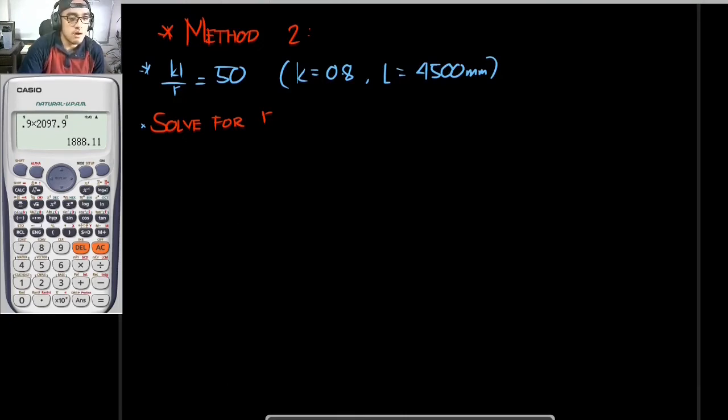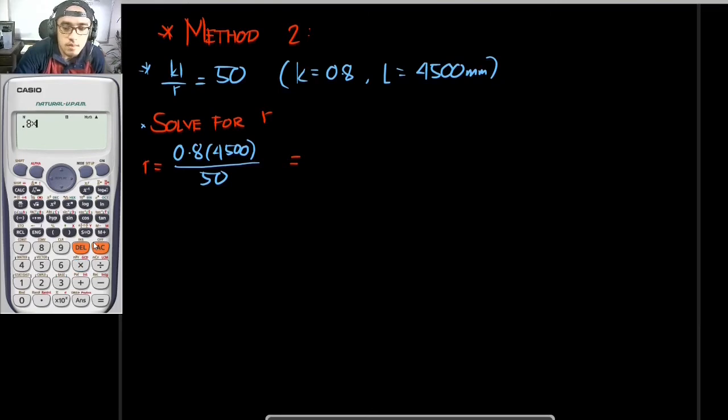So for us to solve for R, so that is to be K, so 0.8 times 4,500 divided by 50. So cross multiplication lang, no? So that would be the value of R. So solving for that, our answer would now be equal to 0.8 times 4,500 divided by 50. So that is to be 72 mm.